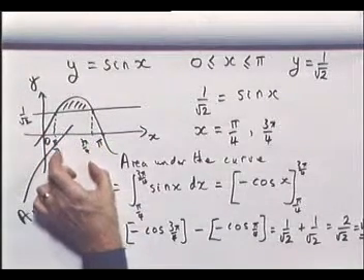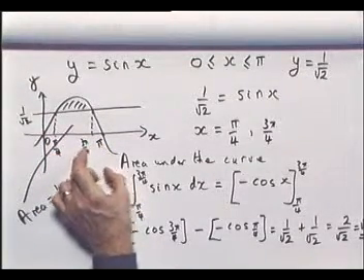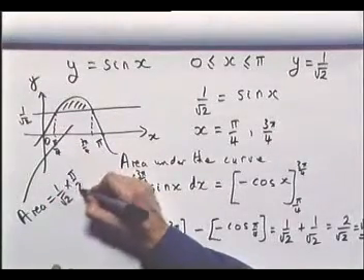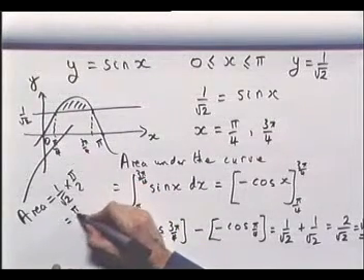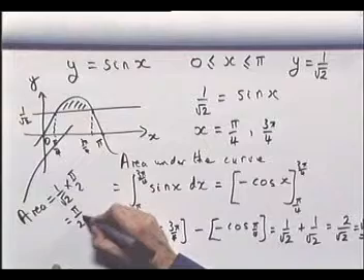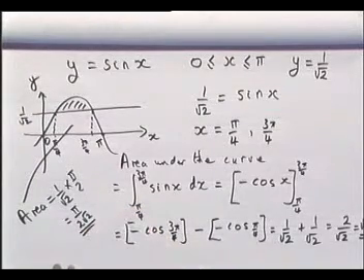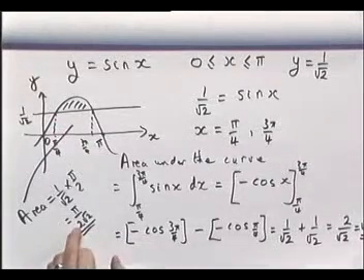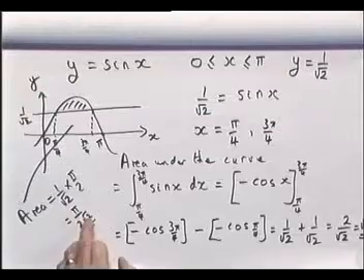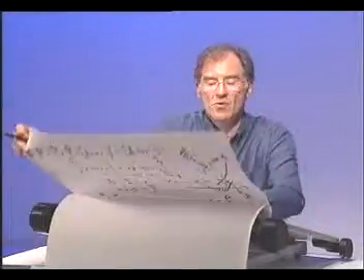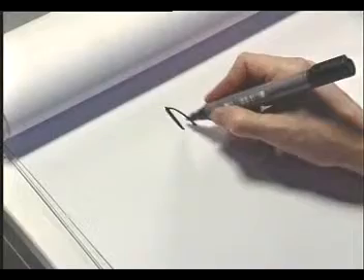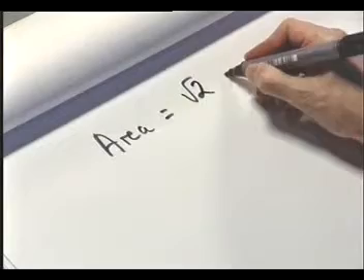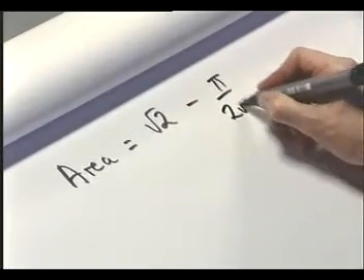Well, it runs from pi by 4 to 3 pi by 4. So the difference is 2 pi by 4. In other words, pi by 2. So the area of that rectangle is pi over 2 times root 2. So the total area that I want is the difference between these two, pi over 2 root 2 and root 2. So the area equals root 2 minus pi over 2 root 2.